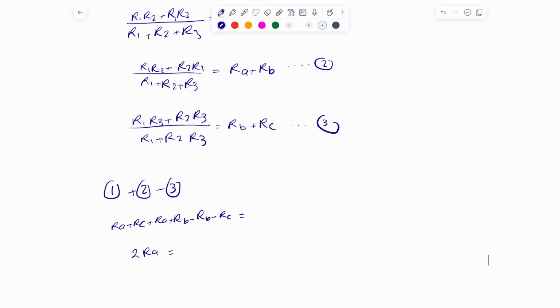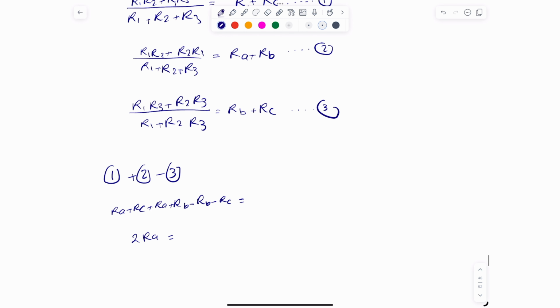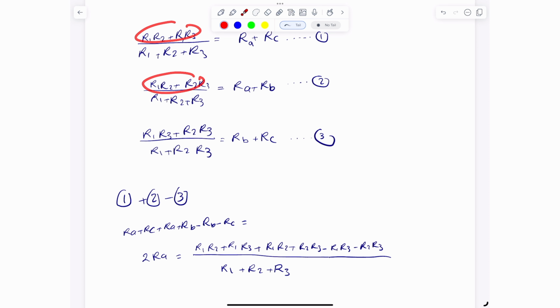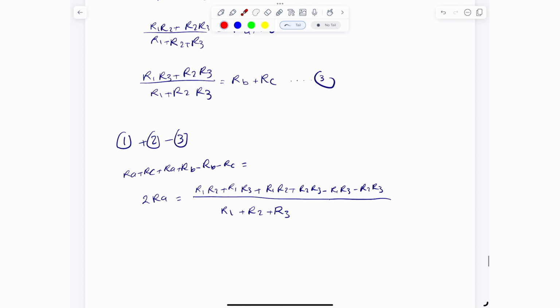Okay, on the other side what I have is the following. I'll have R1 R2 plus R1 R3 plus R1 R2 plus R2 R3 minus R1 R3 minus R2 R3, divided by R1 plus R2 plus R3. All I did is sum this numerator and subtract this one from it, and that's what you see. So we can clean it up as well.